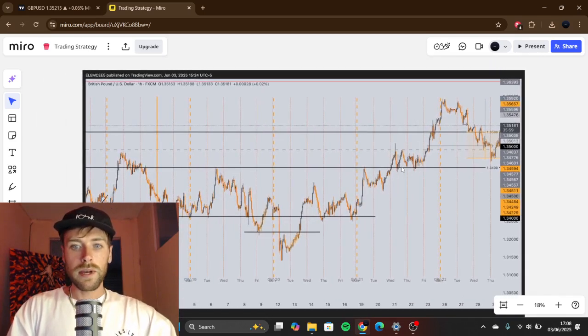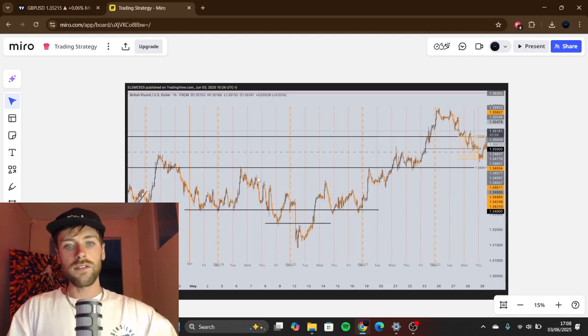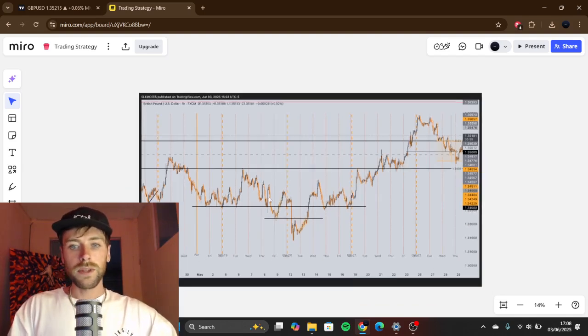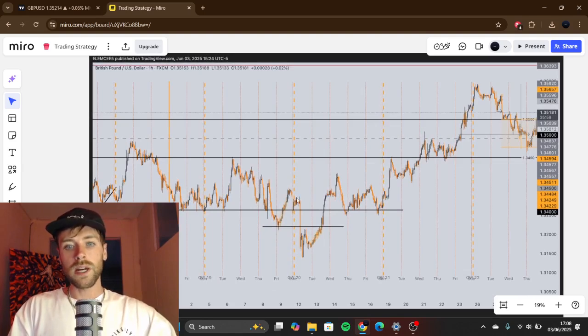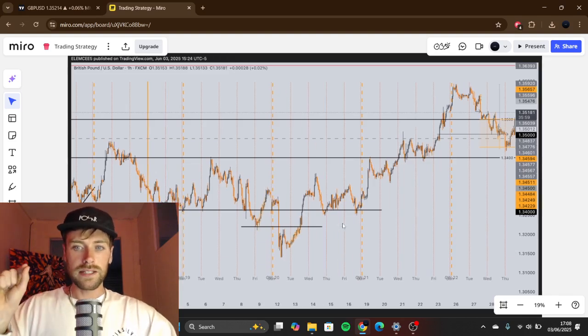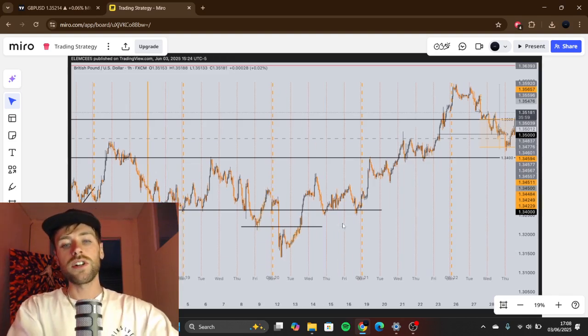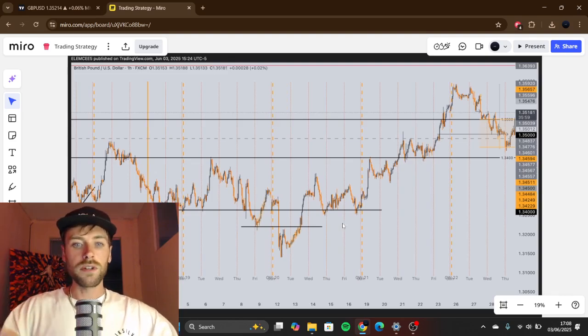The reason I'm talking about this is that what I look for is, first of all, identifying the range. But then the core thing I want to see is price break out of that range and fail. That to me is the biggest indicator I'm looking for to then look for a move.